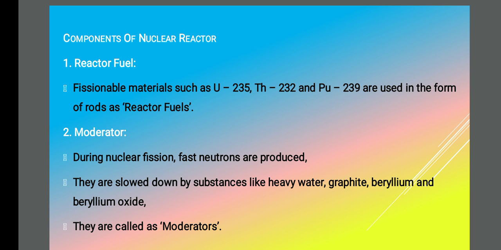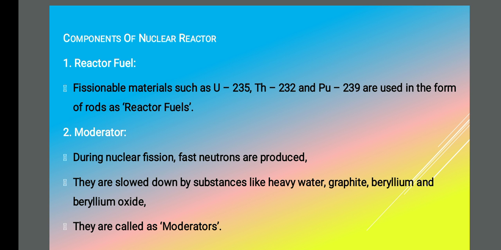Second one, moderator. During nuclear fission reaction, fast neutrons are being produced. I have explained fission reaction in the last class. So during fission reaction, fast neutrons are being produced, and these fast neutrons are slowed down by substances like heavy water, graphite, beryllium, as well as beryllium oxide. These substances which slow down the fast moving neutrons into slow moving neutrons, we call moderators. Is it okay? Examples of moderator: heavy water, graphite, beryllium, and beryllium oxide.